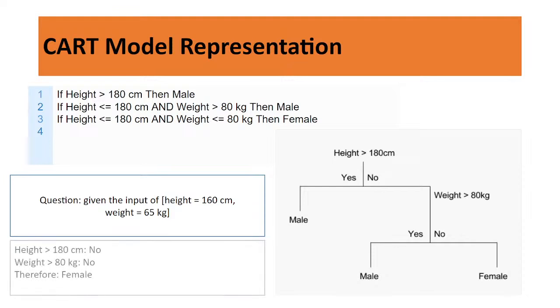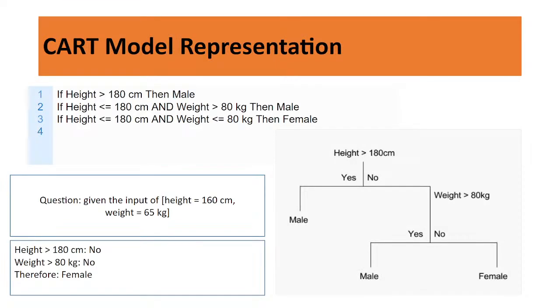Okay, so it will be female. In this case, you can see it checks the height: when height is greater than 180 centimeters, we get no, and also weight greater than 80 kg, we also get no. So therefore it will be female. You can also check that. So mainly CART works like that.